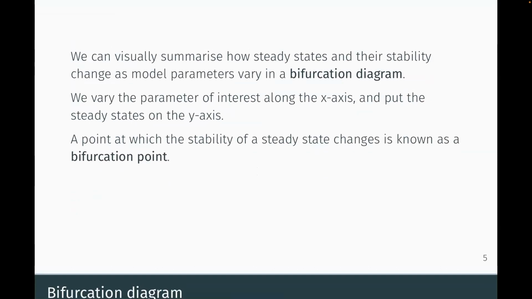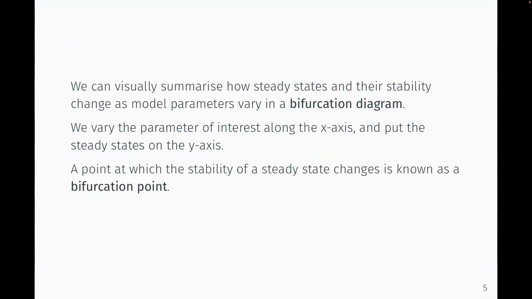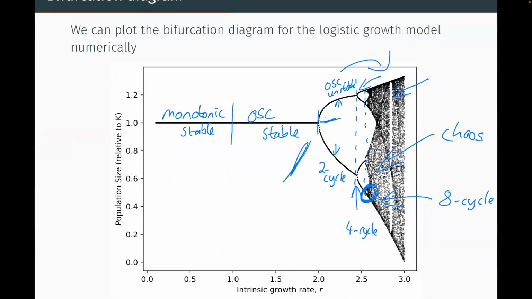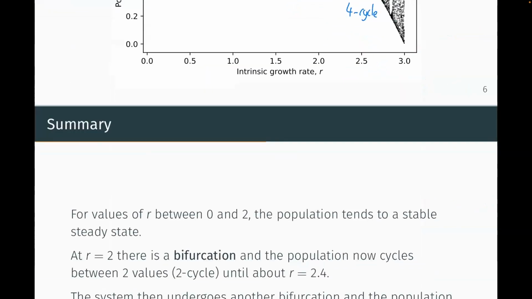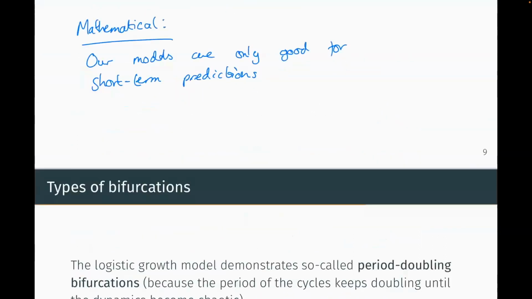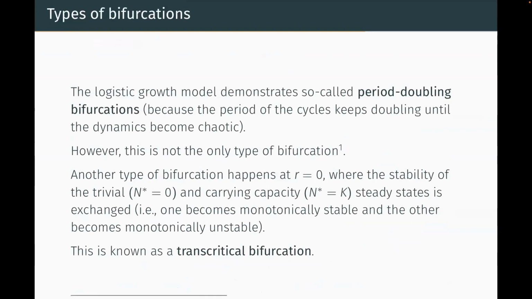Okay, so back to bifurcation diagrams. We want to summarize what's going on. And here, this was an example of a bifurcation diagram that was generated numerically. And we talked about chaos. So what are the different types of bifurcations that we might see? Well, we've seen one example here of something called a period doubling bifurcation. That's where we went from just this one value into 2 values, and then from 2 to 4, 4 to 8, and so on. So these are period doubling because the periods of our cycles are doubling. So that's one type of bifurcation that we can have.